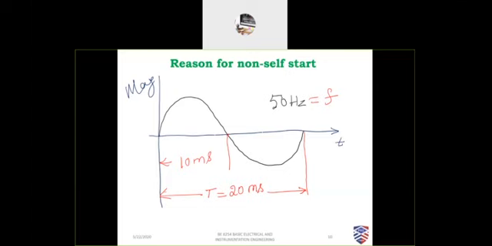Suppose the stator pole is north and south, in the second half it becomes south and north, and in the third half it becomes north and south again. So it alternates between north and south pole every 10 millisecond. But the rotor time constant is greater than this. That means the response time of the rotor is far greater than 10 millisecond, so it cannot cope up with the changing magnetic field. That's what you have to understand.